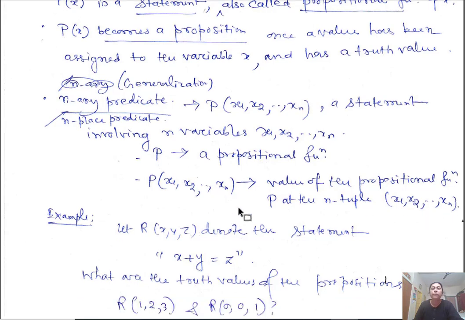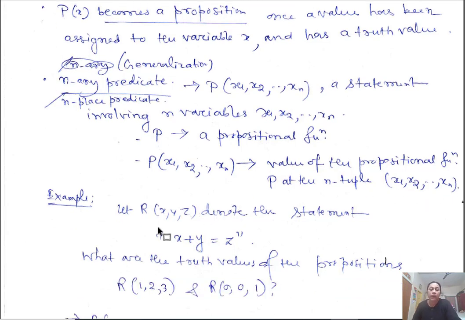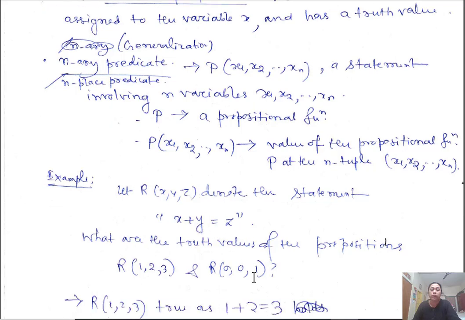Say, for example, R(x, y, z) denotes the statement x plus y equals z. This is a statement, not a proposition. So R(x, y, z) is a propositional function in the variables x, y, z. Now find the truth values of R(1, 2, 3) and R(0, 0, 1). R(1, 2, 3): 1 plus 2 equals 3, this is true. R(0, 0, 1): 0 is equal to 1, this is false.